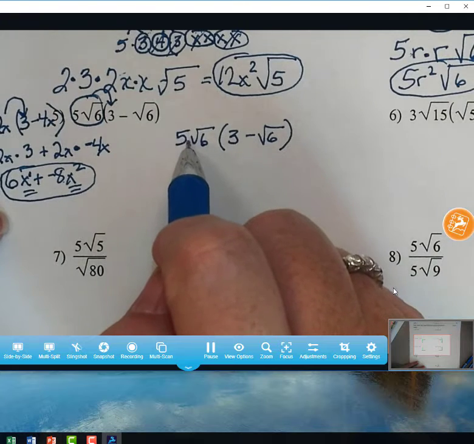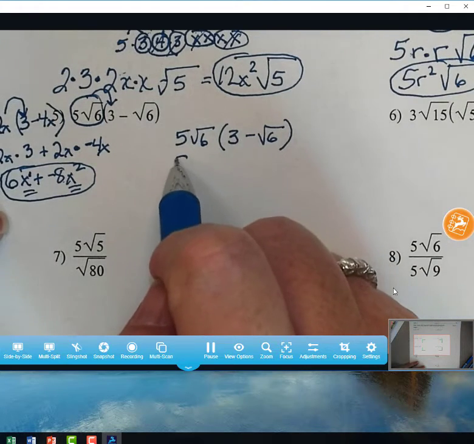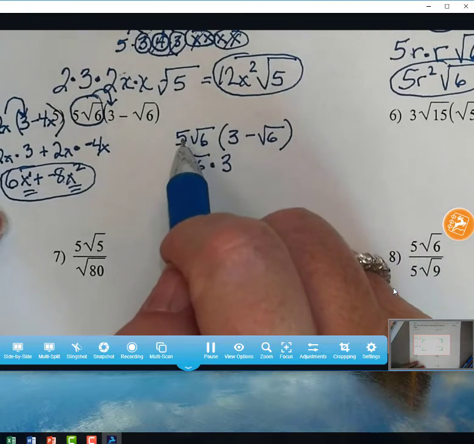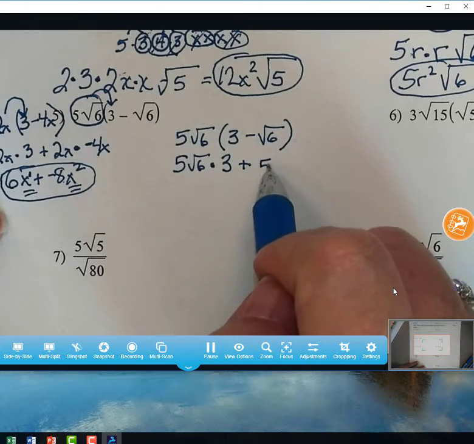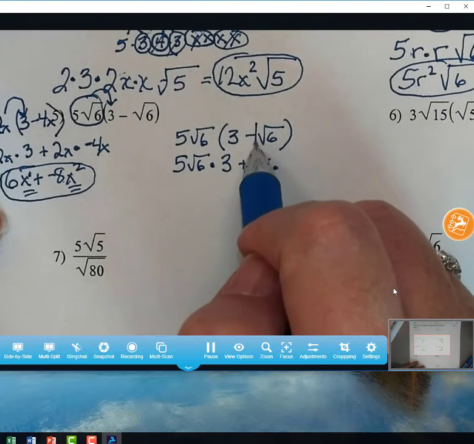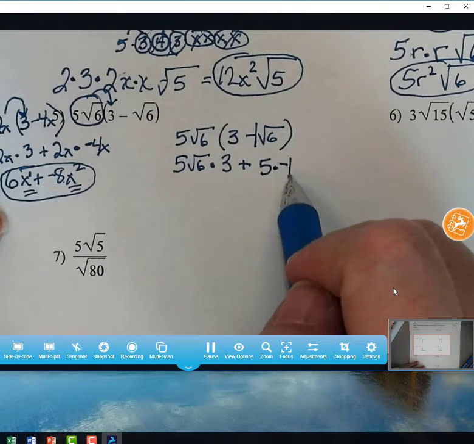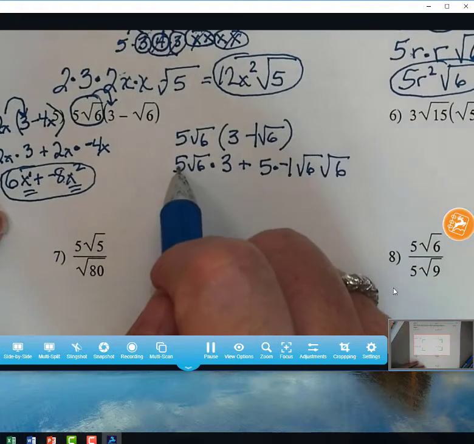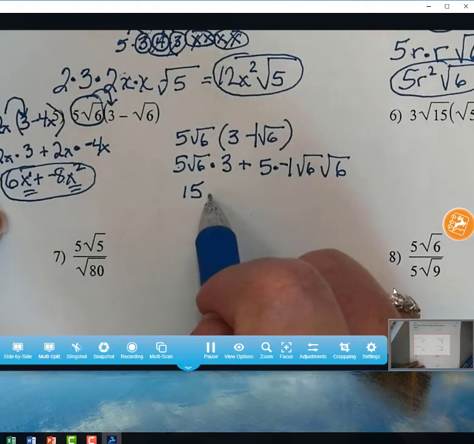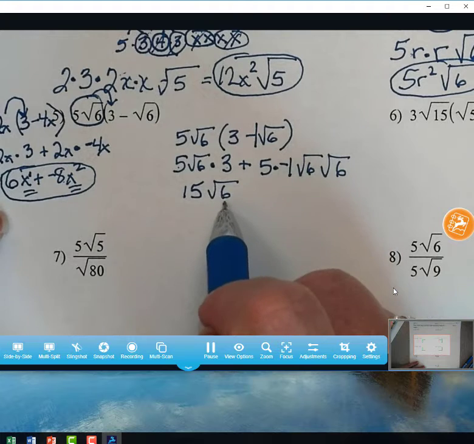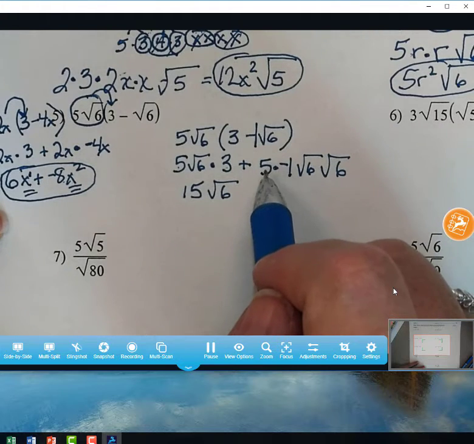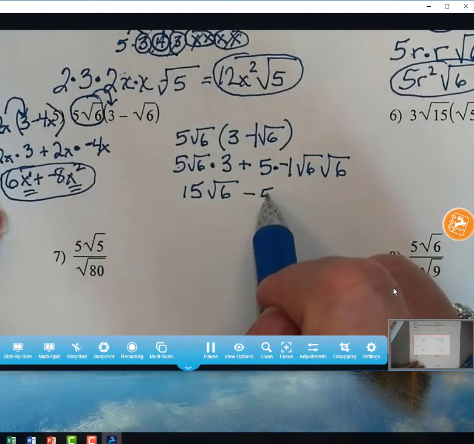Okay, so if I had 5 times the square root of 6 times 3, I'm going to have 5 times 5 square root of 6 times 3. This 5 is positive, so plus 5 times, there's a negative 1 right there, so I'm going to say negative 1 square root of 6 times the square root of 6. So 5 times 3 is 15, square root of 6. The square root of 6 is just 2 times 3, so I'm not going to be able to find any groups of 2 down there.